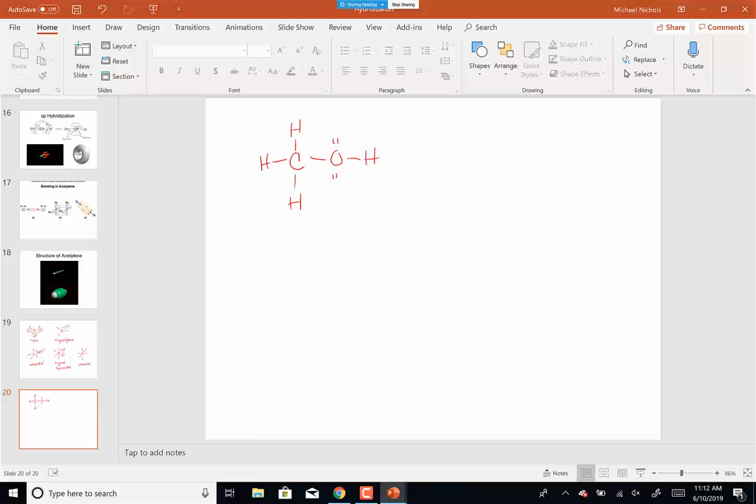Now, what's going to be the VSEPR geometry for the carbon, and what's going to be the VSEPR geometry for the oxygen? Let's deal with carbon first. What's going to be the VSEPR geometry? Your VSEPR geometries are linear, trigonal planar, or tetrahedral.